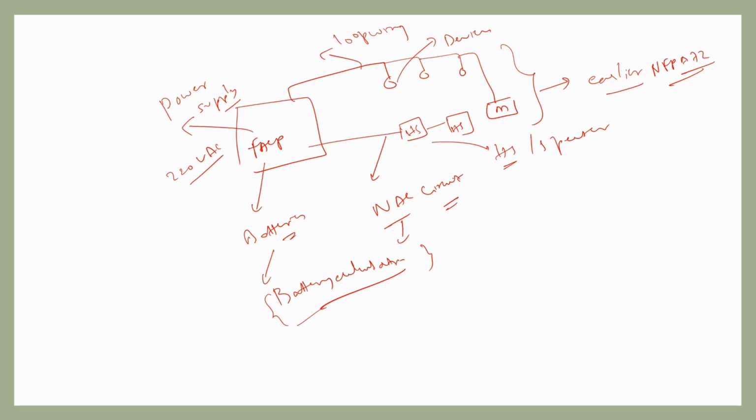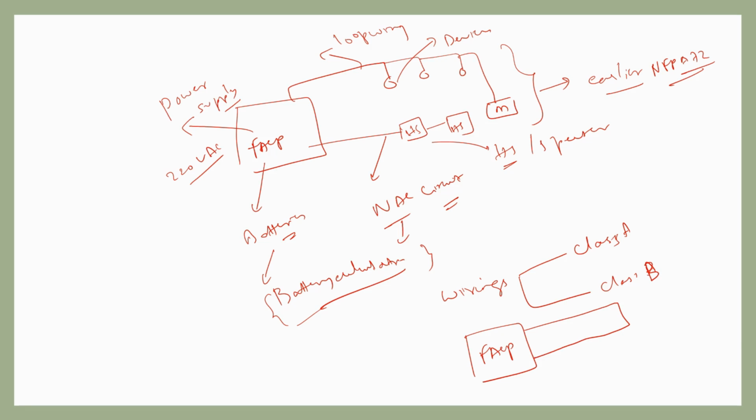Apart from that, we need to know there are basically two types of wiring used in a fire alarm system, class A and class B. Basically, in class A, I'll just show a small diagram on your screen. In class A, the wiring will be returned to the panel after connecting to the devices. And in class B, the wiring will not return to the panel, and we will close this wiring by using an end of line resistor. So this will be class B wiring.